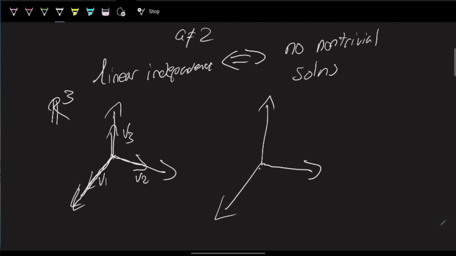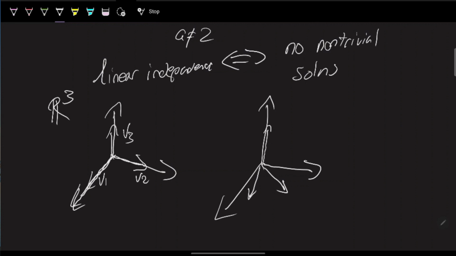right? You could have v1 and v2 be in the xy plane, but just not quite at 90 degrees. And then you could have v3 be the z-axis. And this one's a little bit harder to see, but you should still be able to convince yourself that there's no path you can draw with these three vectors that's going to get you back to 0. Do you remember that?